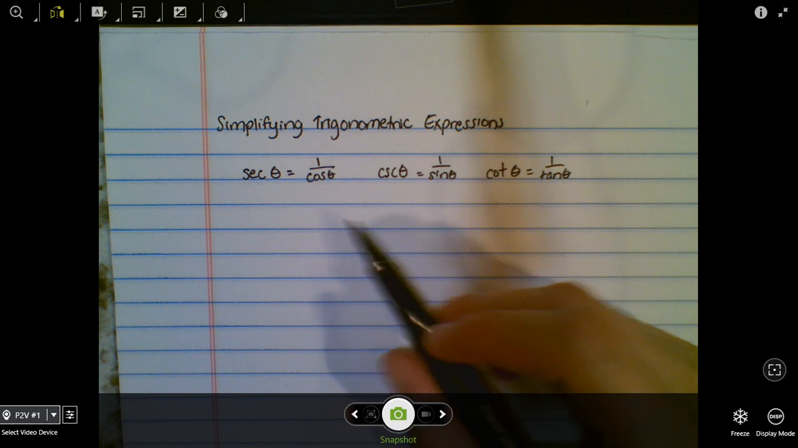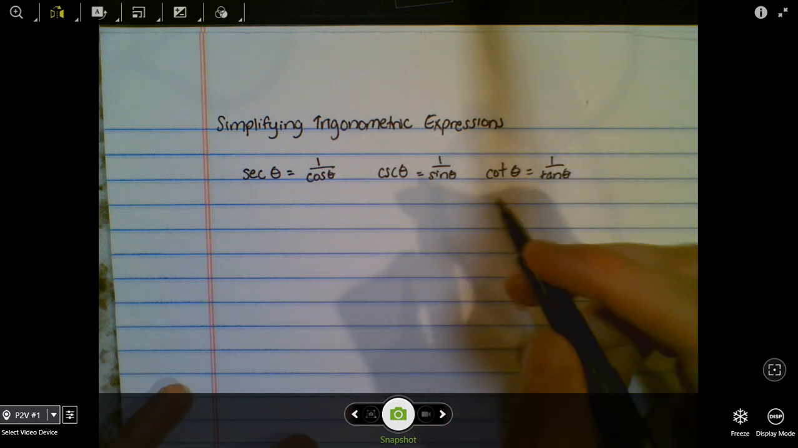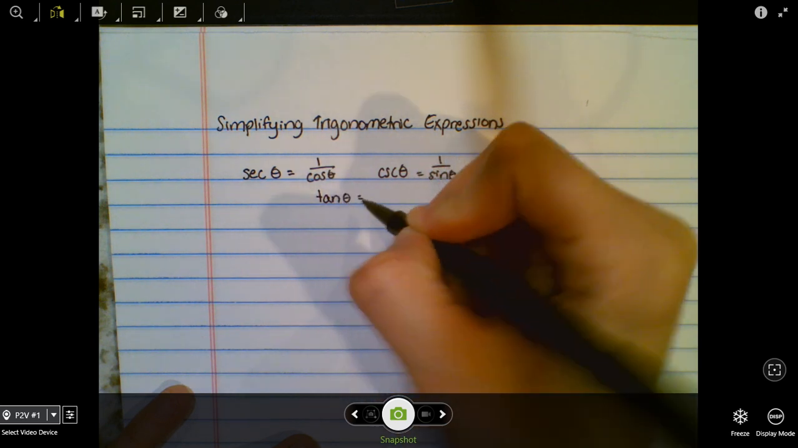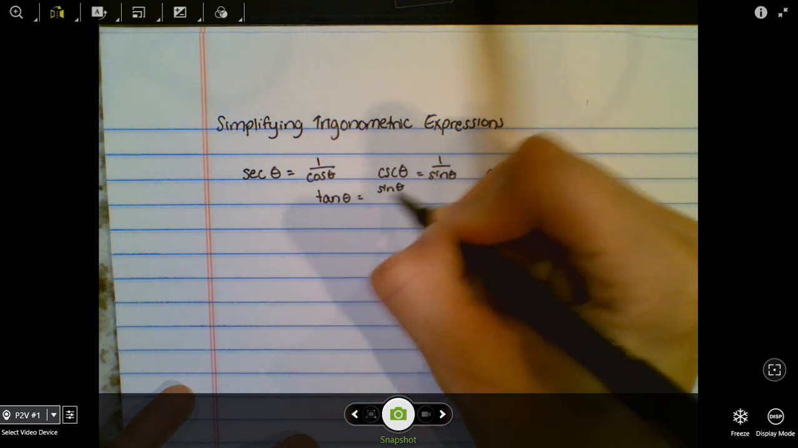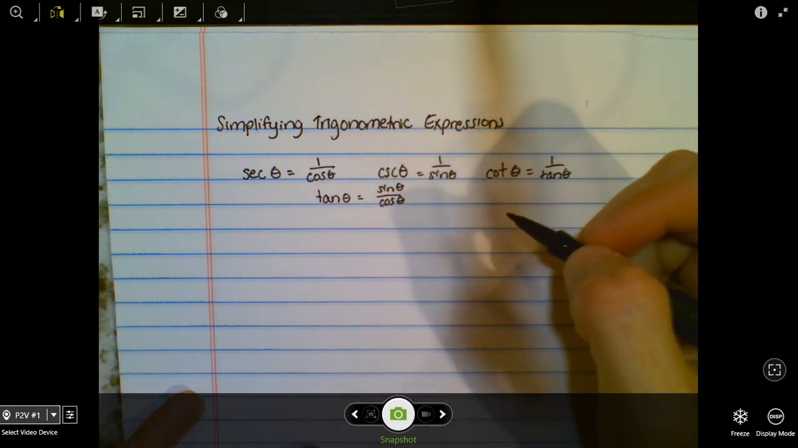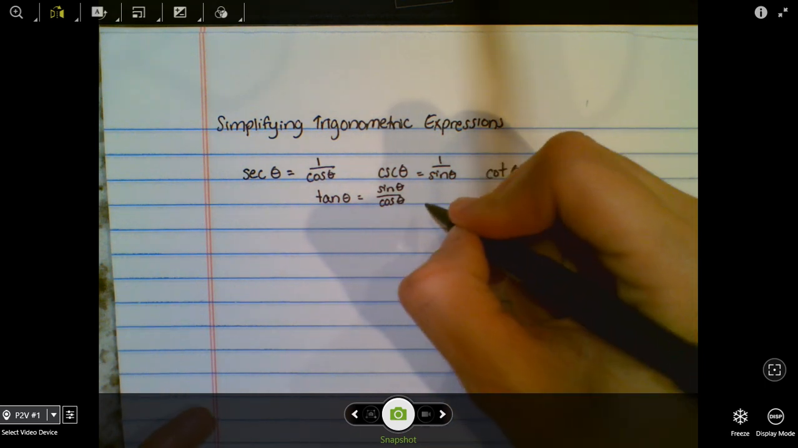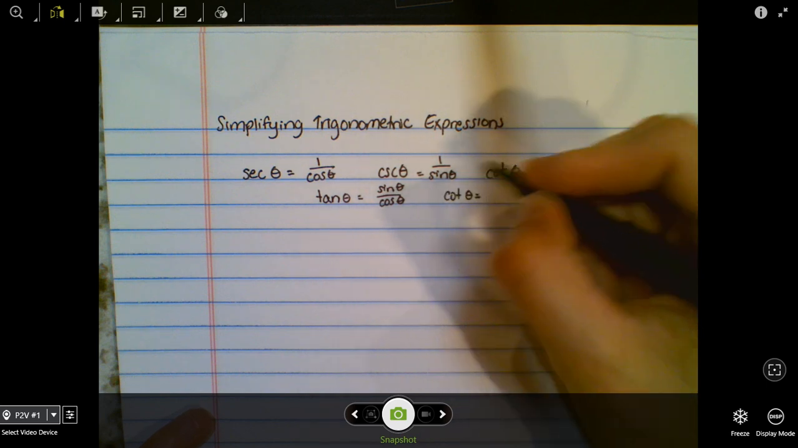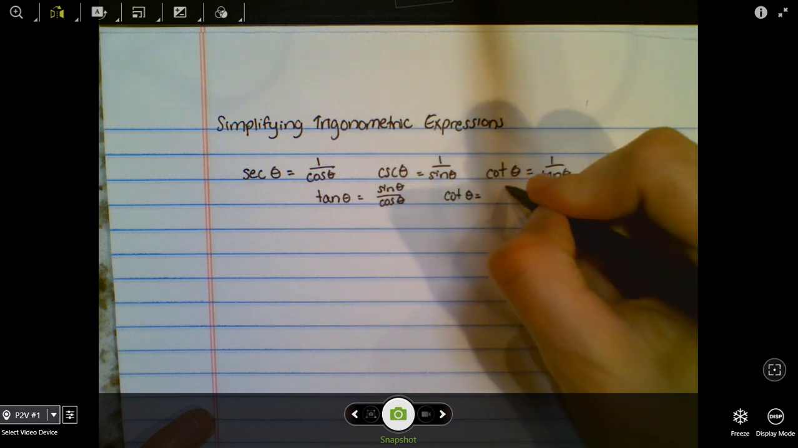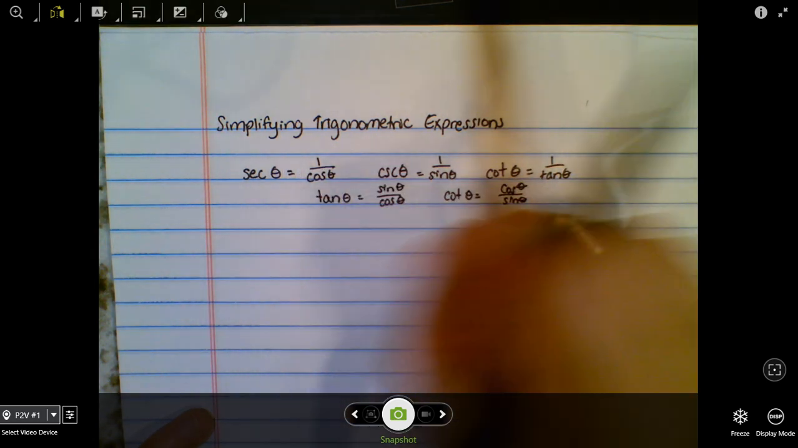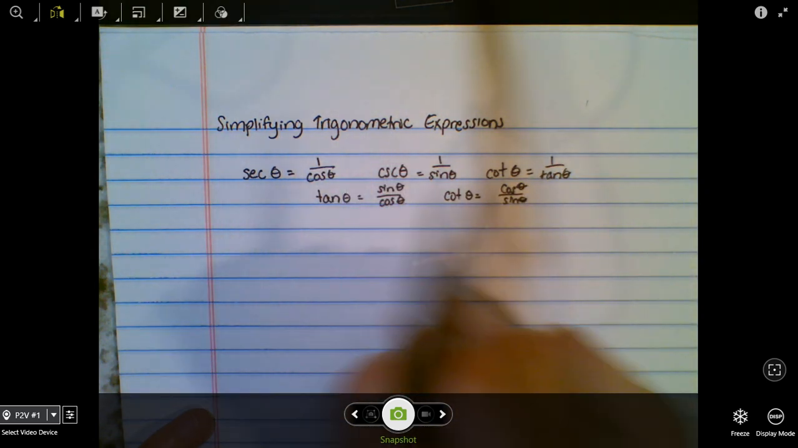In addition to these reciprocal functions, we also learned that the tangent is the sine over cosine. The tangent of an angle is its sine over its cosine. And related to that, the cotangent, since it's the reciprocal of tangent, would be cosine over sine. So these are all identities that we have used before.